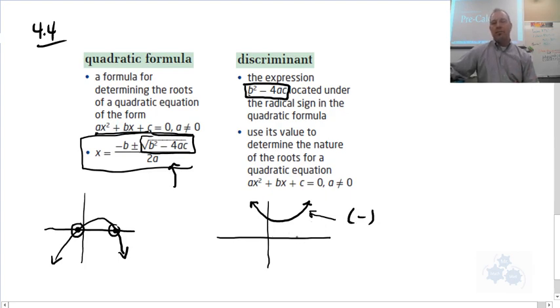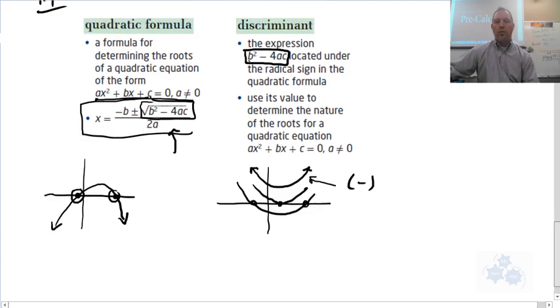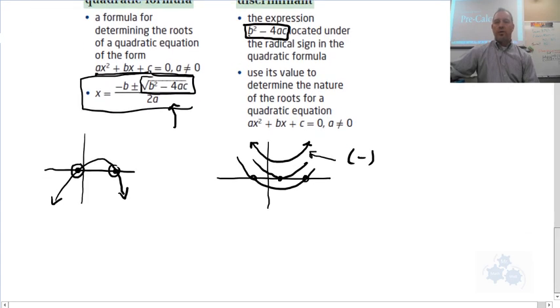There's no x-intercepts. If the discriminant was 0, you would have exactly 1 intercept, like this. And if b squared minus 4ac is greater than 0, it's positive, then you know you have 2 distinct intercepts like that. So that's 4.4, the quadratic formula.